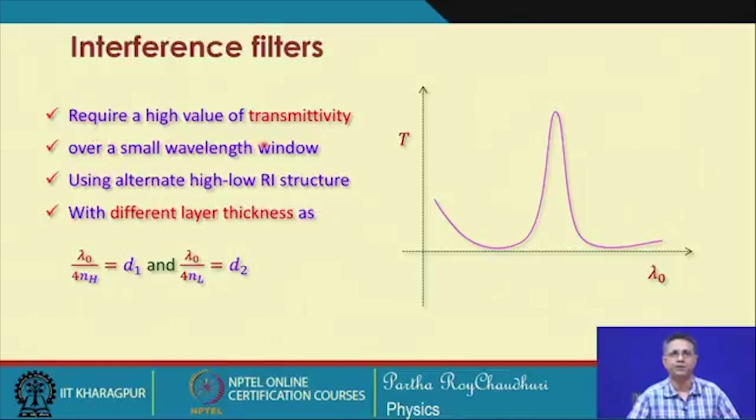So, when we require a device with a high value of transmittivity over a small wavelength window, we use this system, which is called an interference filter, using an alternate high and low refractive index structure. Using this condition we can get a strong transmission at a certain small wavelength region, and this is a very useful device for selecting a small window of wavelengths for some application, some experiment.